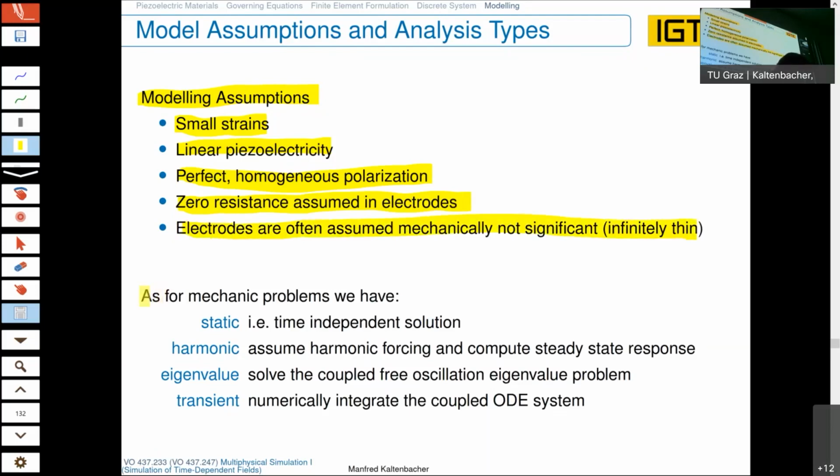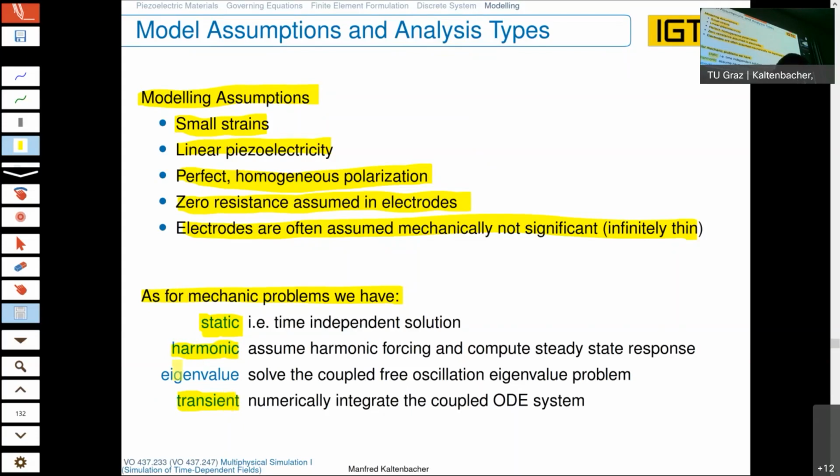Yeah, and as I have told you, all four analysis types are of interest. Very often the actuation is not time dependent, so we just do a static analysis. If we are interested in a steady state solution, so you excite it with a sine or cosine function, you do a harmonic analysis. If you have any excitation function and are interested in the transient, then you have to do the transient analysis.